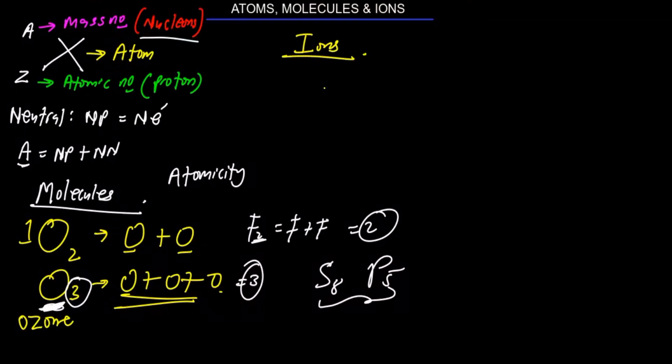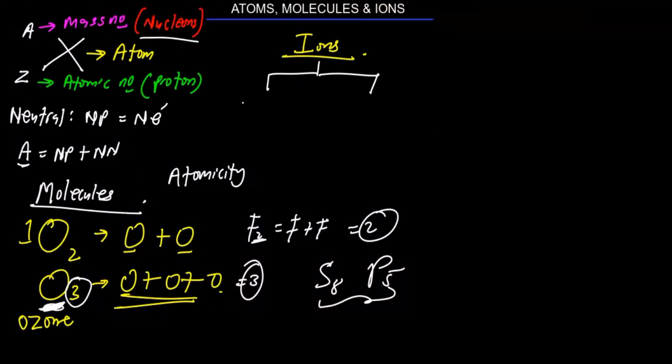You see, ions are atoms or groups of atoms carrying a charge. The charge can be positive or it can be negative. And that leads us to two types of ions.